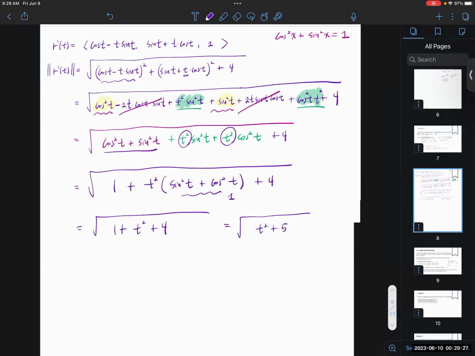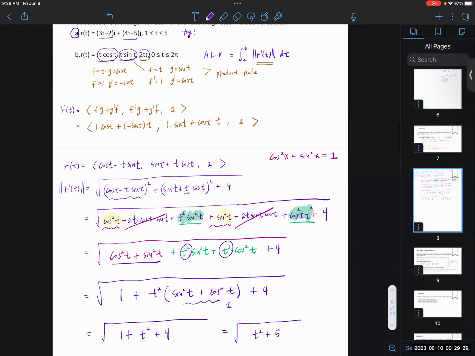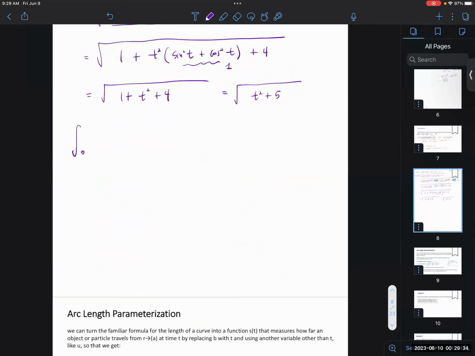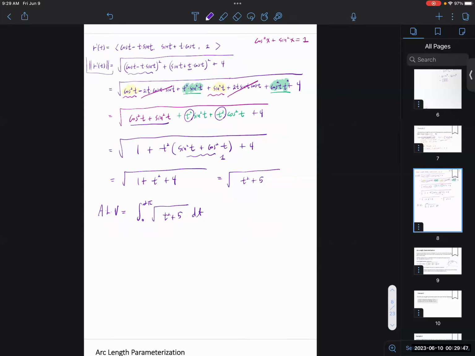Are we done? No, now you need to find the arc length from 0 to 2 pi. So the arc length of the vector from 0 to 2 pi: we just found everything. The integral of the square root of t squared plus 5 dt. So this is exactly the magnitude of r prime.